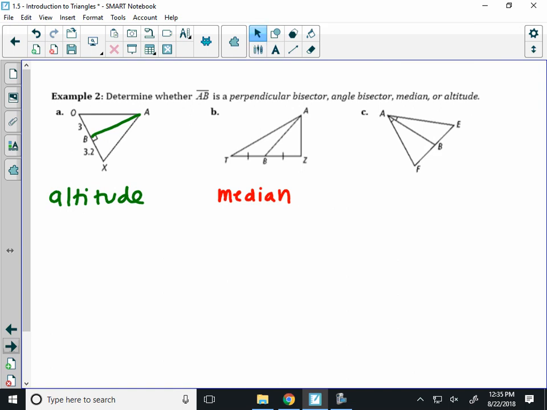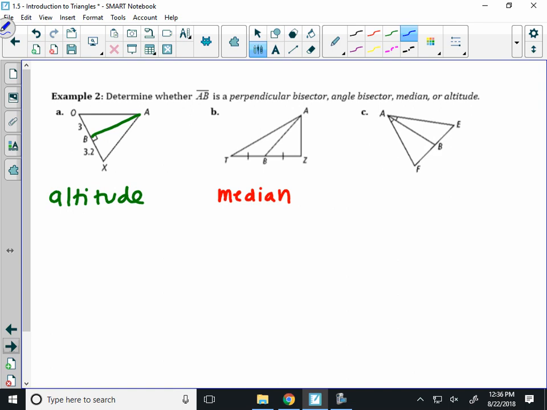If we take a look at C, do we have right angles? No, I don't see any boxes. You can't assume. The box has to be there. Their directions have to tell you that something's creating a right angle. I don't see any boxes. I don't see any sides being cut in half.